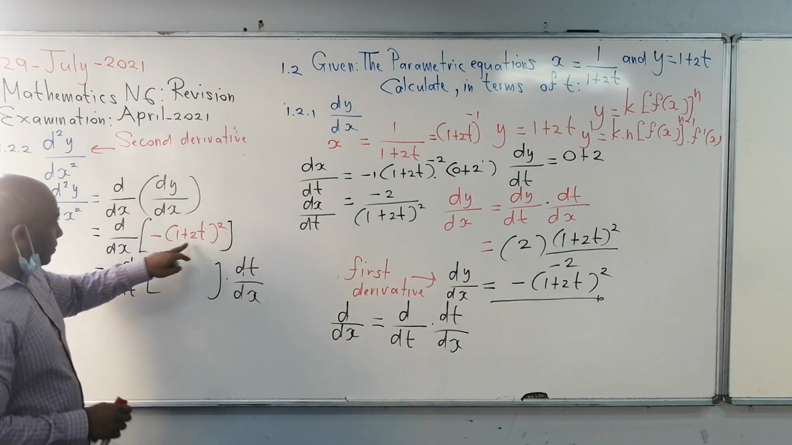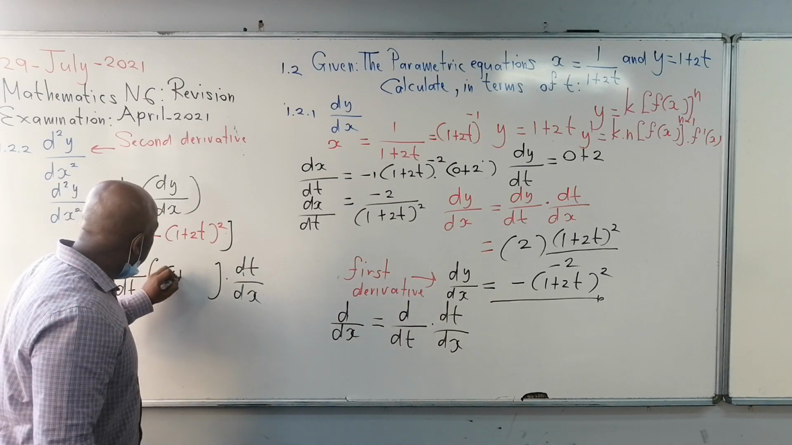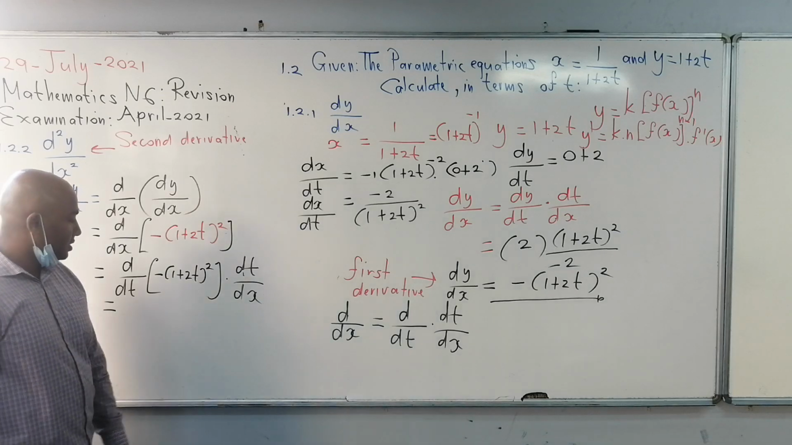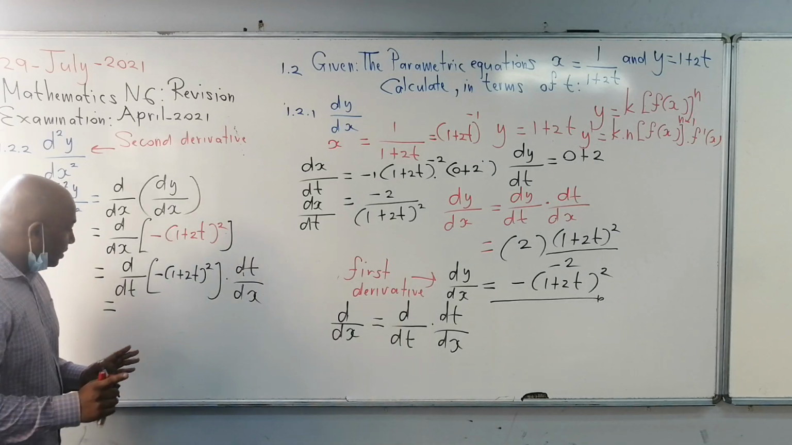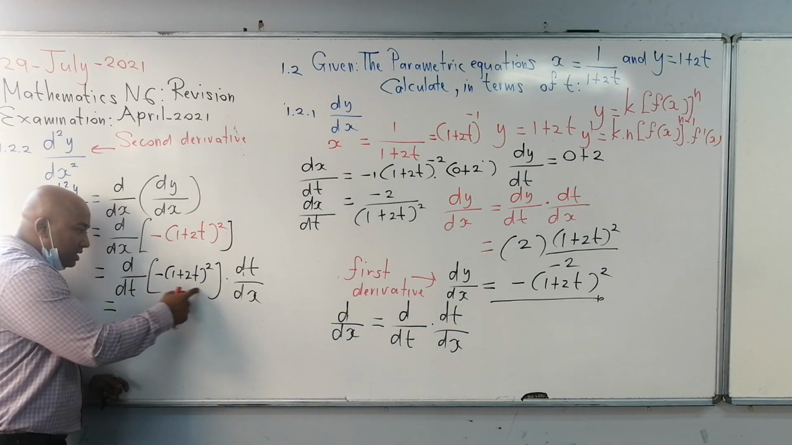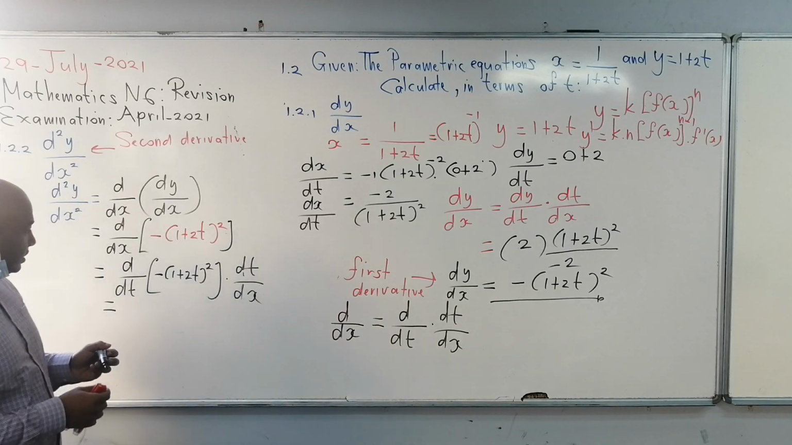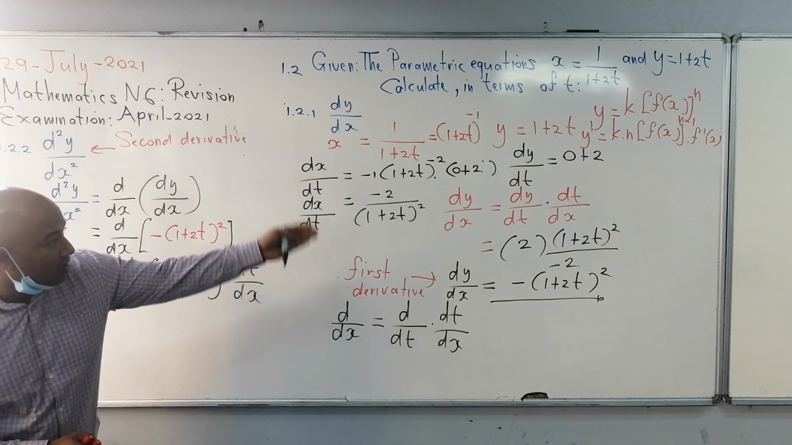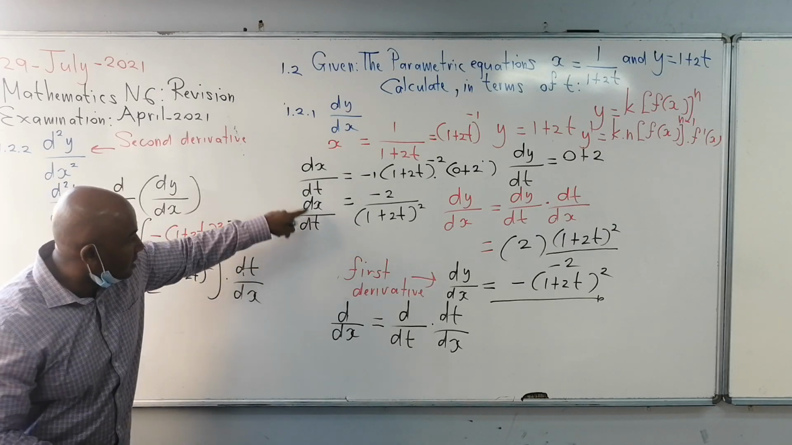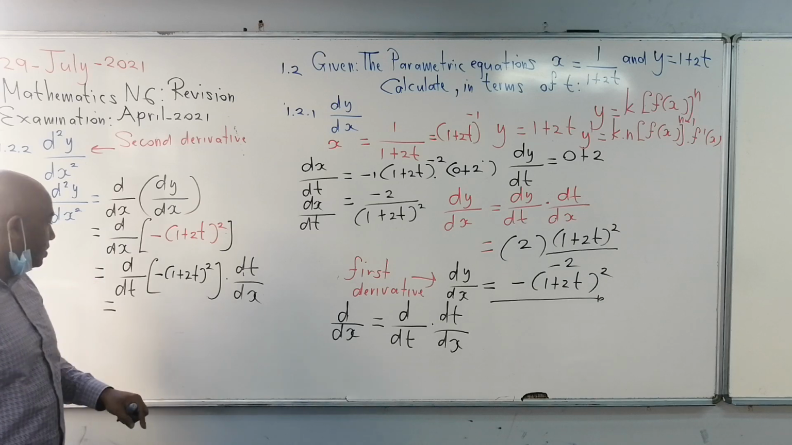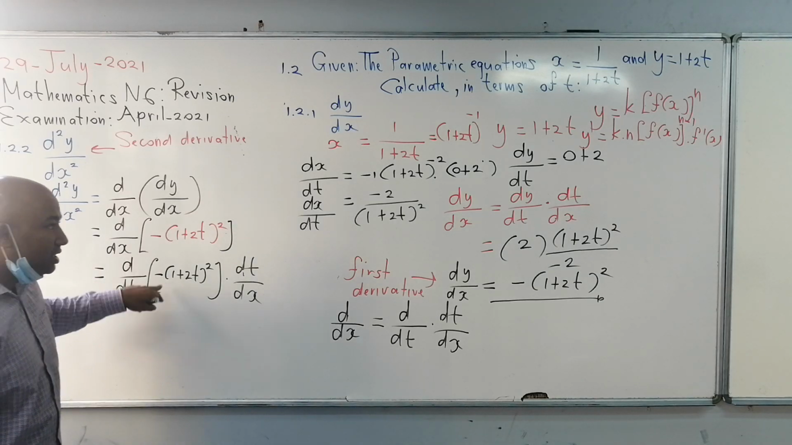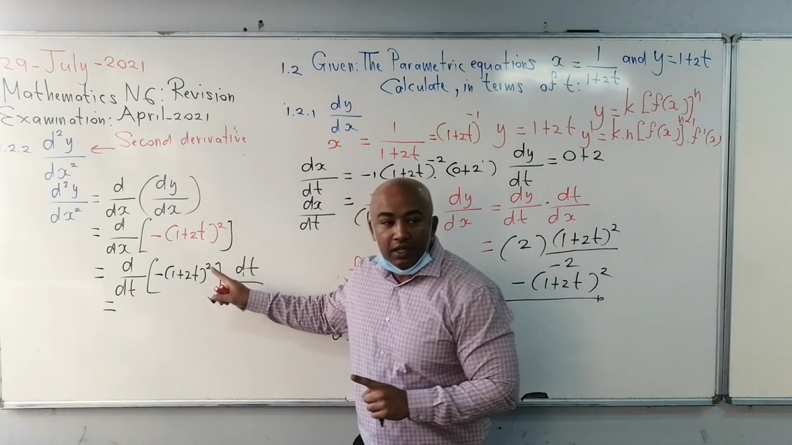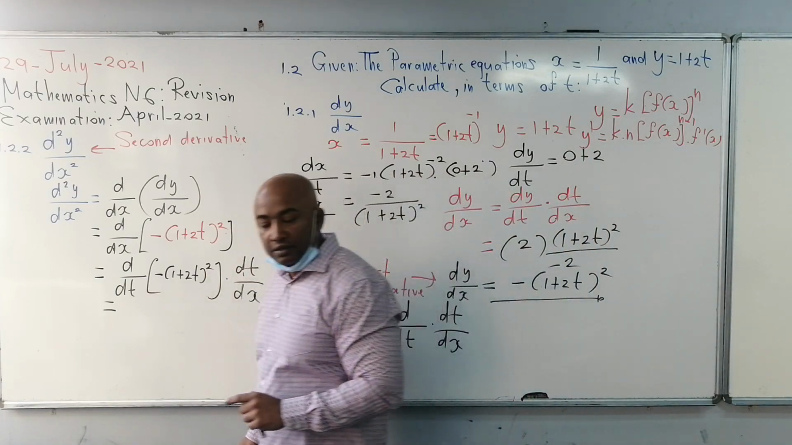What we have inside here is minus 1 over 1 plus 2t all squared. So what does that mean now? It means I need to differentiate this with respect to t, and then multiply the result by dt over dx, which I already found. Now there's my dt over dx; here's my dx over dt. We swap it. If I differentiate this, I need to use the chain rule again because I have a power which is a number.